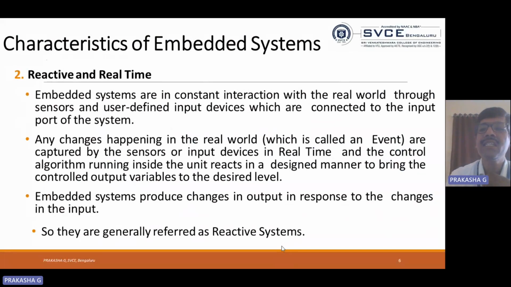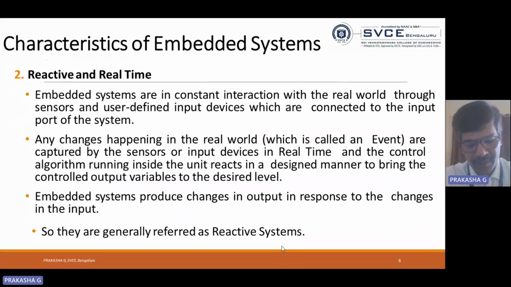Embedded systems are in constant interaction with the real world through sensors and user-defined input devices which are connected to the input port of the system. Most embedded systems work with sensors, where the sensors capture data regularly, and based on the data acquired, the system performs. Any change happening in the real world, which is called an event, is captured by the sensors or input devices in real time, and the control algorithm running inside the unit reacts in a designed manner to bring the control output variable to the desired level.